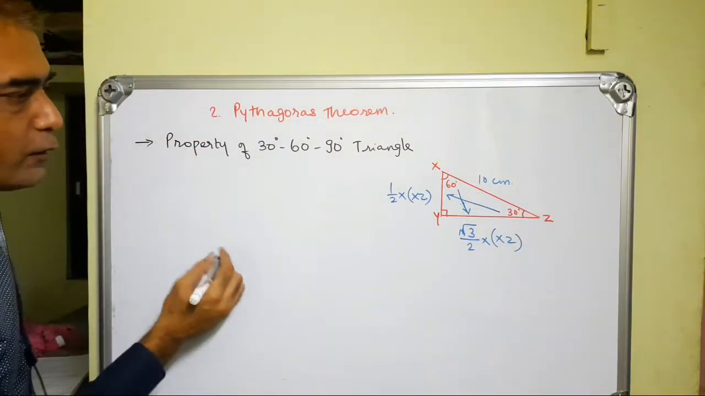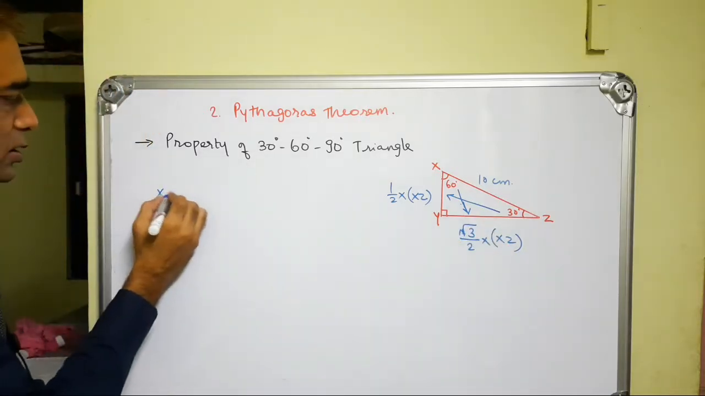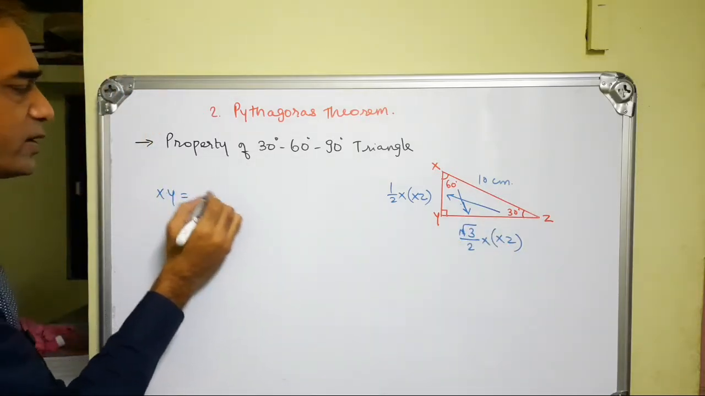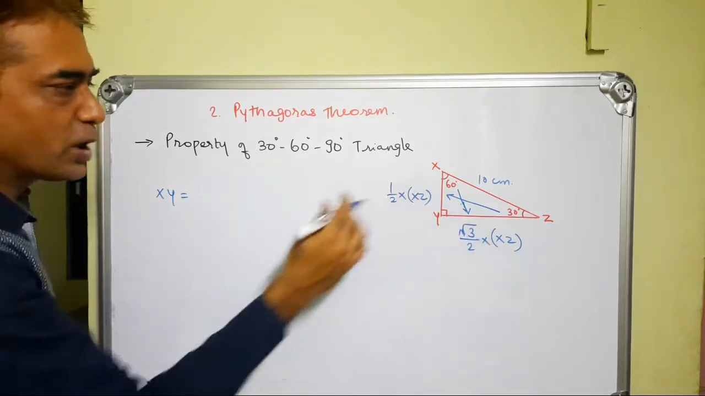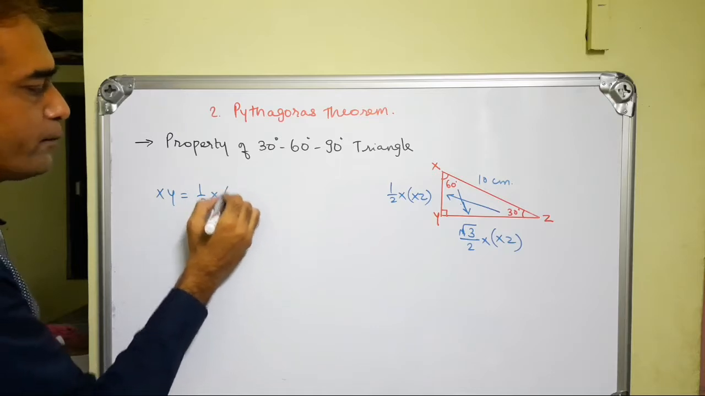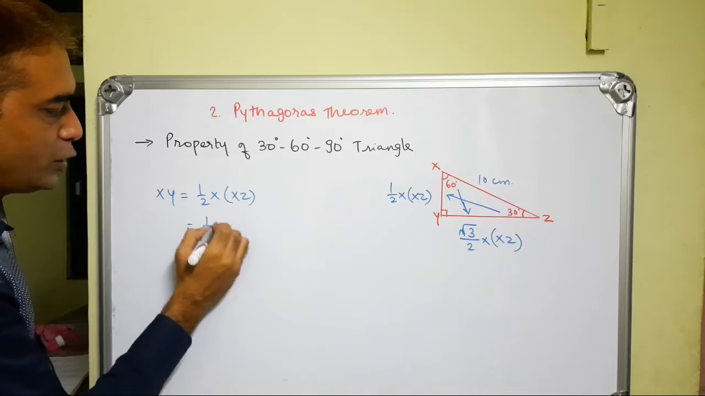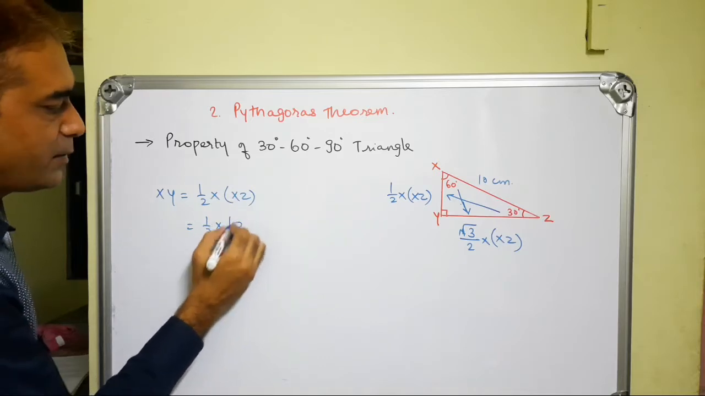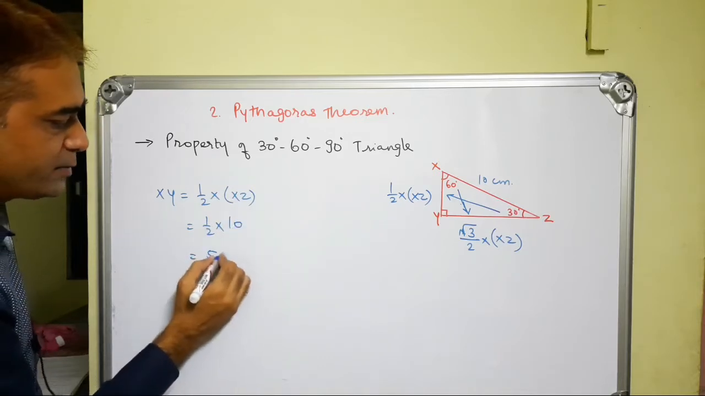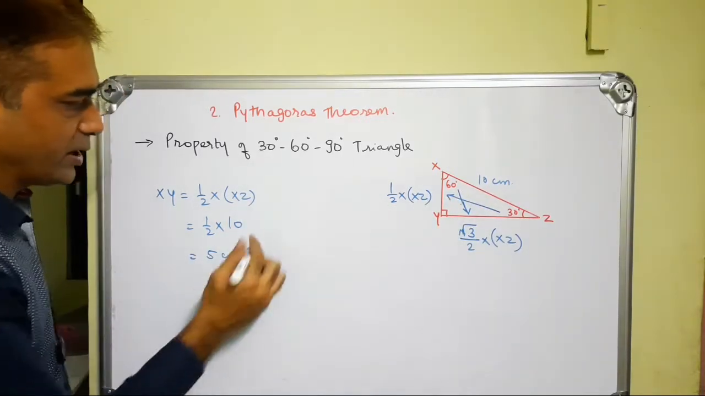So what will be the length of side XY and YZ? Side XY is opposite to 30 degree, therefore it will be half of the hypotenuse. So half into side XZ, and the length of XZ is 10 centimeter. 2 goes into 10 5 times. So this XY will be half of 10, that is 5 centimeter.